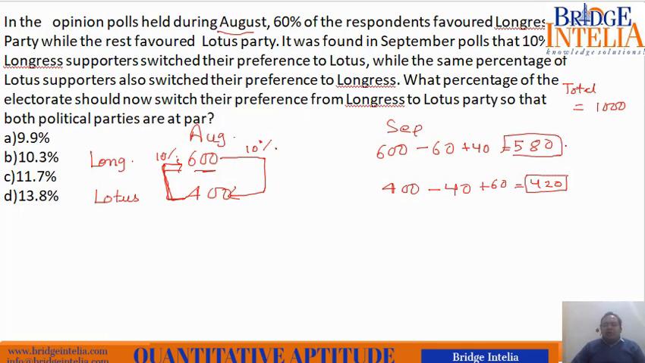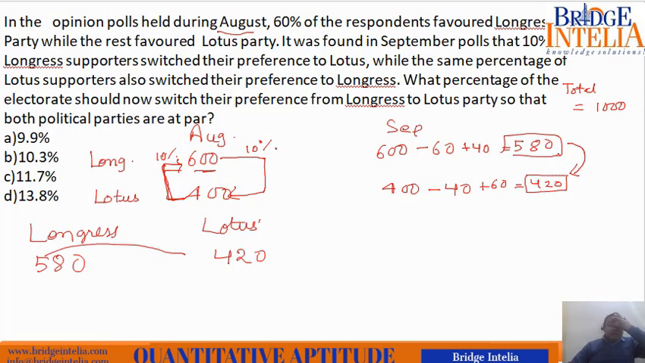Question is, how many people should leave Congress and join Lotus so that both these parties become at par? So what percentage of people should leave Congress and join Lotus? So Congress now has 580. Lotus now has 420. So if you want them to be at par, what is the total sum? So total sum is 1000. You want them to become 500, 500. So you want 80 people to leave the party. 80 people should leave the party and go and join the other party. So the required percentage is, 80 is what percentage of 580? Because you want both the parties to have an equal number of members.